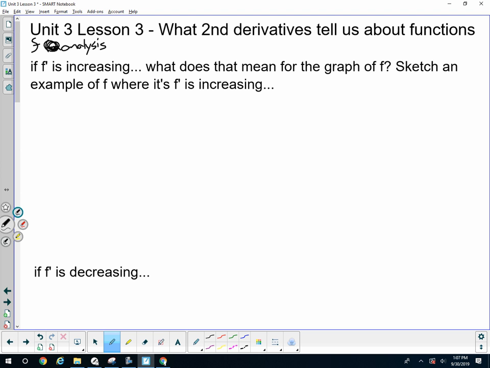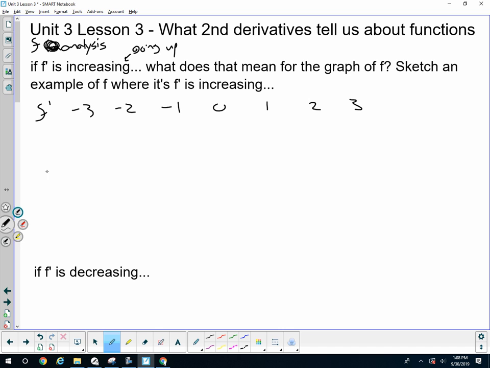So I'm going to first start with this. If F prime is increasing, what does that mean for the graph of F? Now, F prime increasing, what does it mean to increase? It means you're going up. So let me just write down some values that are increasing. -3, -2, -1, 0, 1, 2, 3. This is increasing in its values, okay? You can go from larger negatives to less negatives, negatives to 0 to positives, positives to more positive. That's what it means to increase in its values.